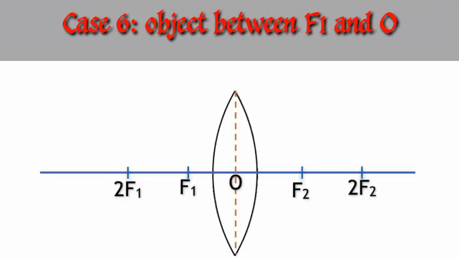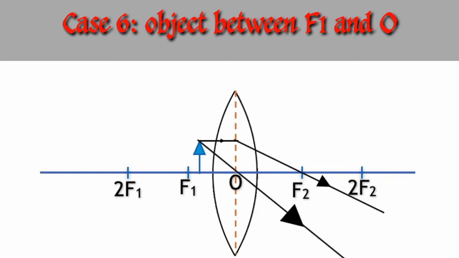In the last and sixth case, we have to consider the object between f1 and optic center O. Consider the object between optic center and f1. From the top point, we can consider the first light ray parallel to the principal axis. After refraction, it passes through the focus. And the second one, we can consider the light ray directed towards the optic center. It moves without any deviation.